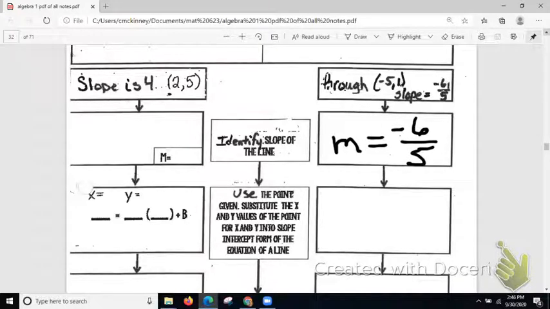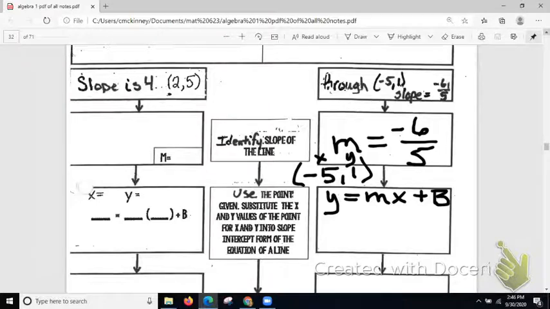So that's my slope. I'm going to go ahead and just write y equals mx plus b and put everything under their positions. And my point is negative 5, 1. And I know this is x and this is y. So 1 is equal to negative 6 over 5 times negative 5 plus b. Some of you are having flashbacks to some of these problems that gave you trouble. Remember, you can always multiply the top times the whole number, then divide by the bottom.